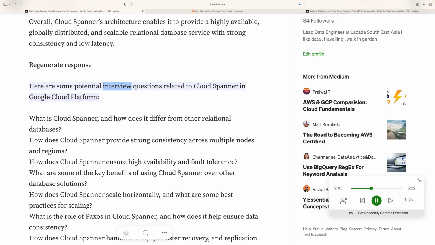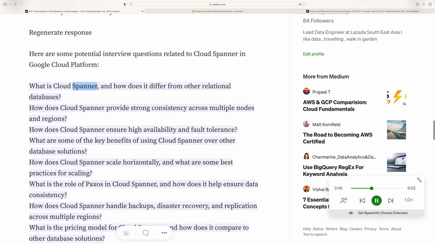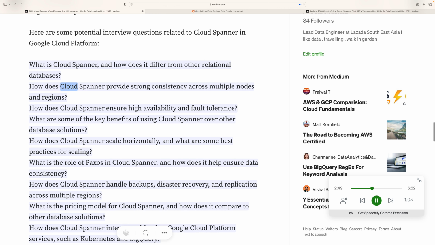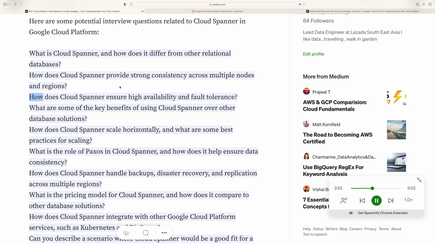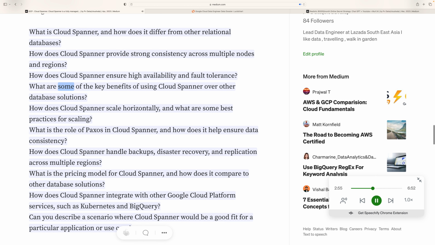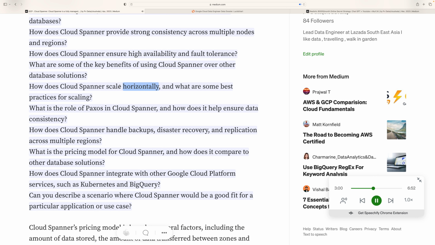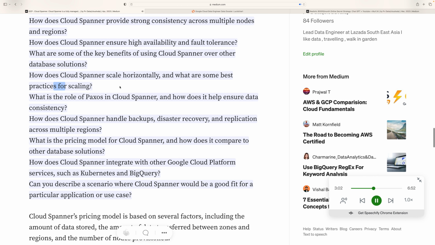Here are some potential interview questions related to Cloud Spanner in Google Cloud Platform. What is Cloud Spanner, and how does it differ from other relational databases? How does Cloud Spanner provide strong consistency across multiple nodes and regions? How does Cloud Spanner ensure high availability and fault tolerance? What are some of the key benefits of using Cloud Spanner over other database solutions? How does Cloud Spanner scale horizontally, and what are some best practices for scaling?